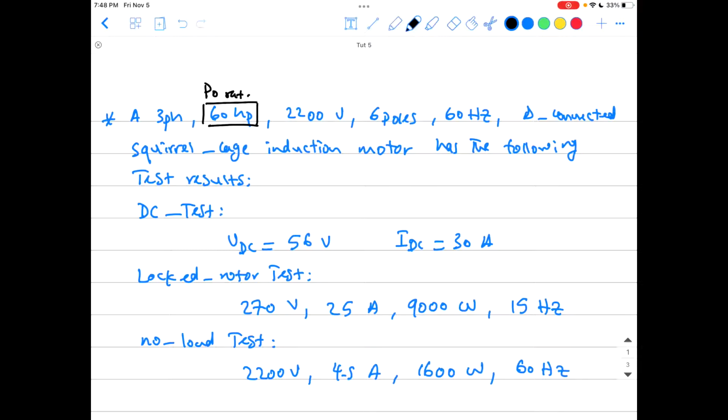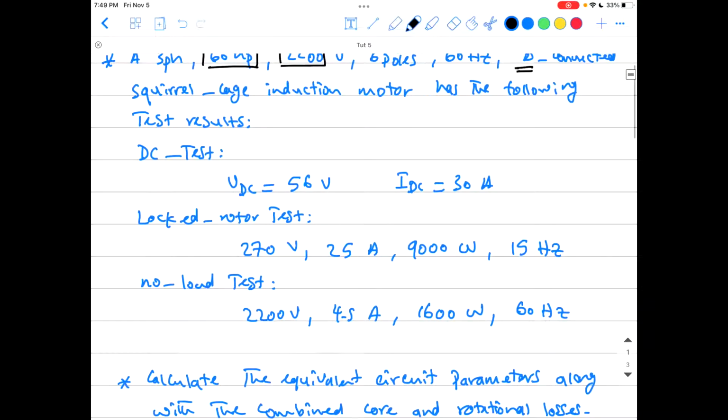2200 volts, and like we said last time, that is the line-to-line voltage, also rated. By default, the given voltage is the line-to-line voltage. 6 poles, so the number of poles is 6, 60 hertz, delta connected, so the connection is delta. Keep that in mind: if he doesn't give you the connection, the default connection is Y connection, but here it is determined to be delta. Squirrel cage, and that's good to know. So the squirrel cage induction motor has the following test results, and he's giving you the results for each test.